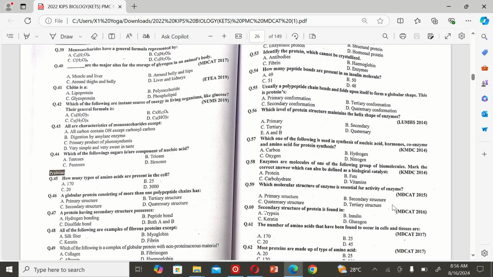The next MCQ is: which molecular structure of enzyme is essential for activity of enzyme? A, primary structure, B, secondary structure, C, quaternary structure, and D, tertiary structure. So the correct option is D, tertiary structure.